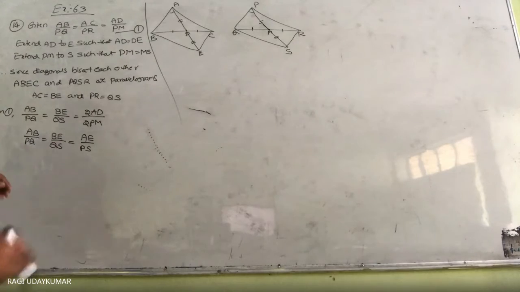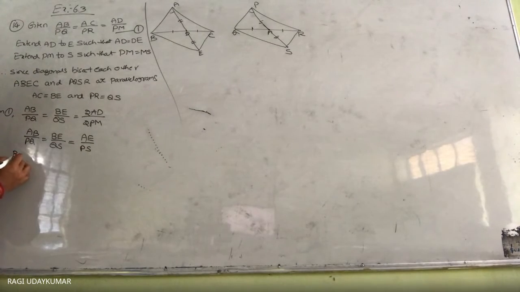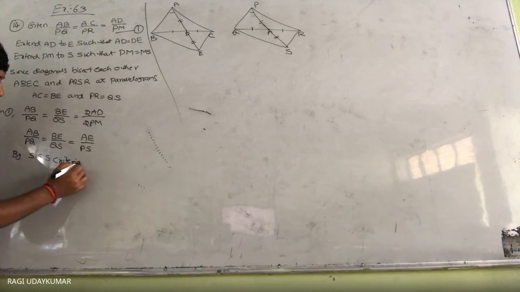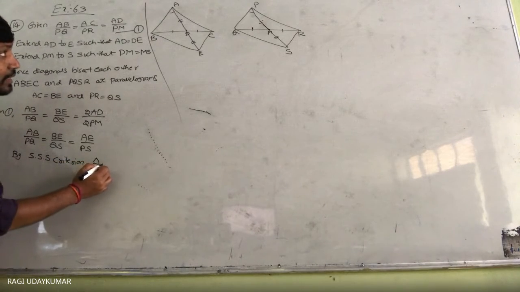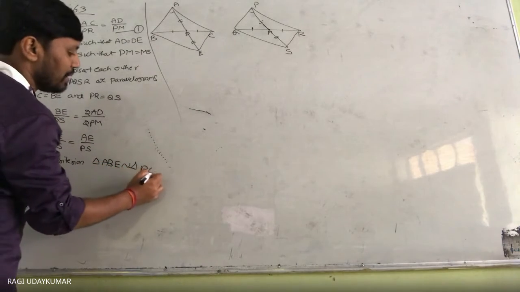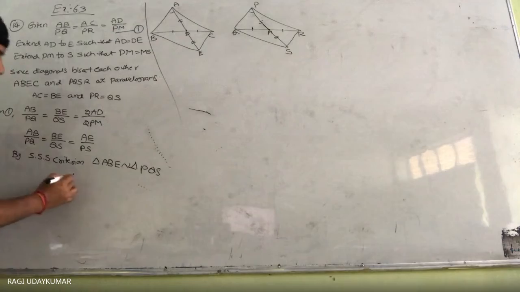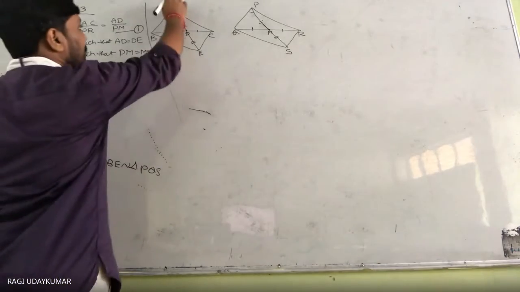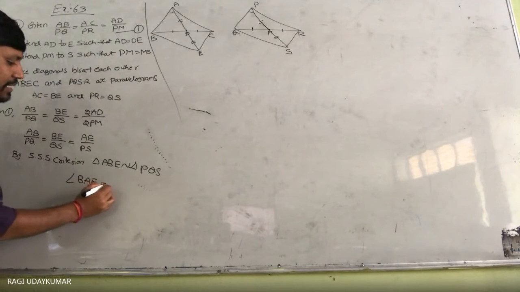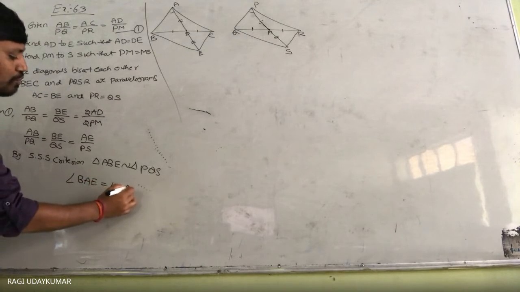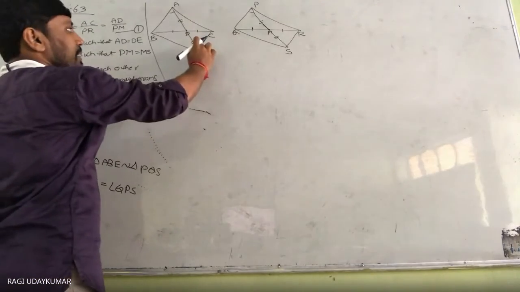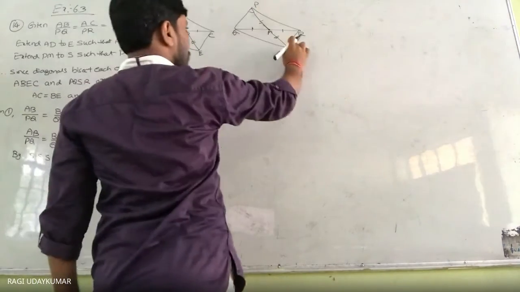Now here, what do you get? From this, you can say that by SSS criterion, triangle ABE is similar to triangle PQS. Therefore, taking this angle into consideration, angle BAE is equal to angle QPS.